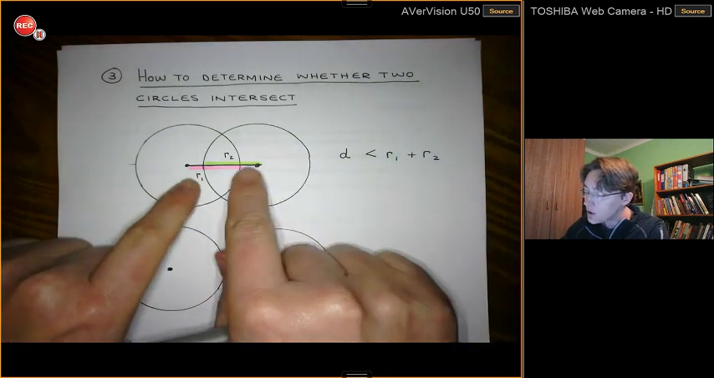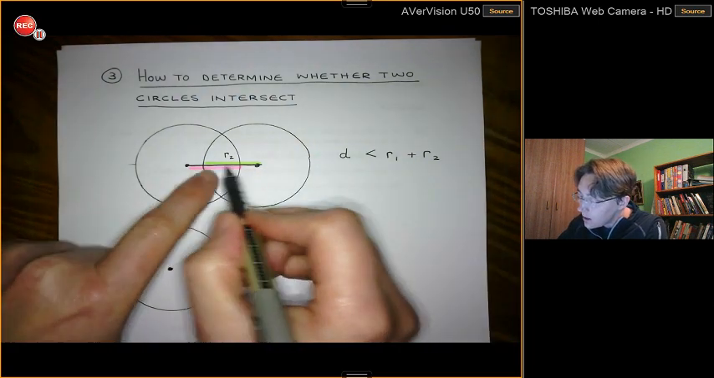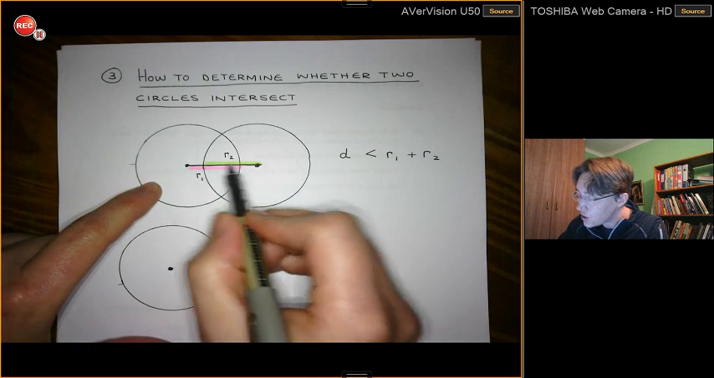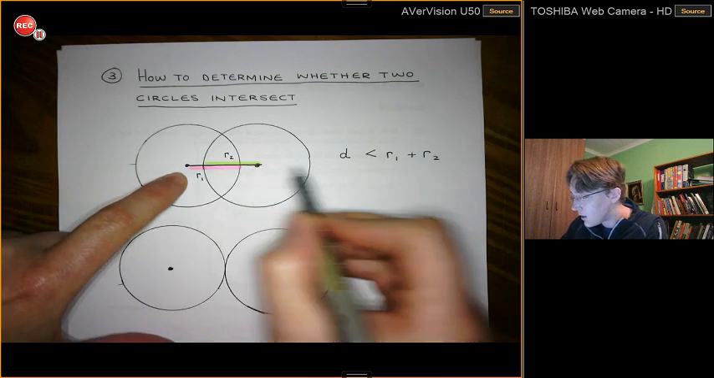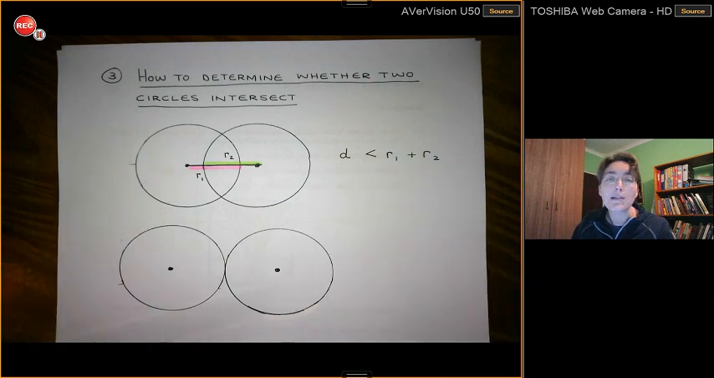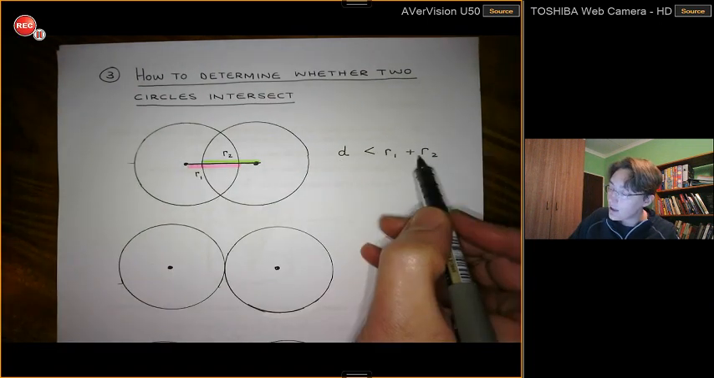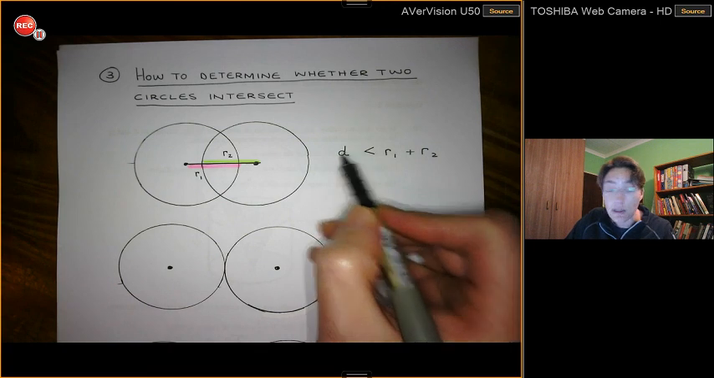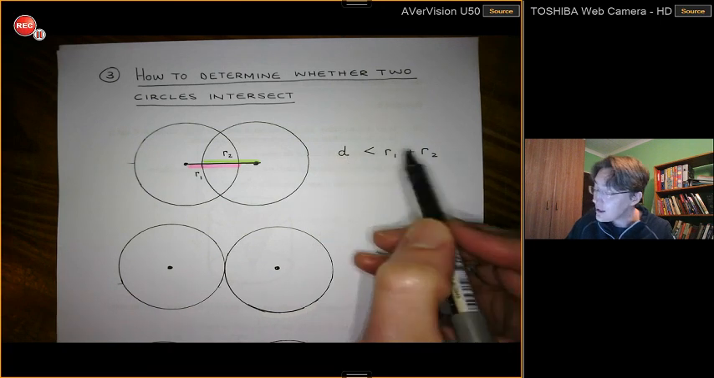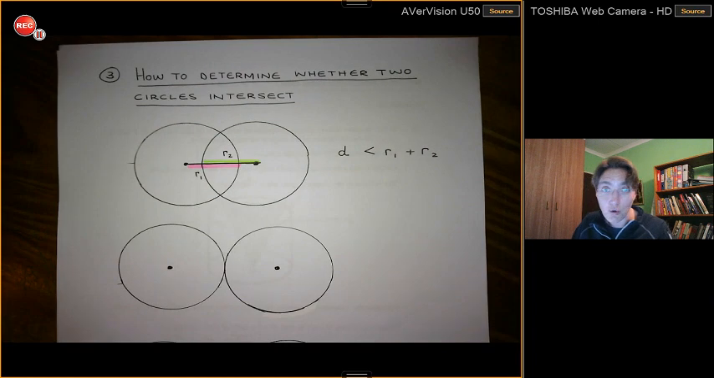If the distance between the centers is a smaller distance than the sum of the 2 radii, because if I put that pink line next to that green line, you'll notice that the sum of the radii is definitely going to be bigger than the distance between the 2 centers, then you know they intersect in 2 points.